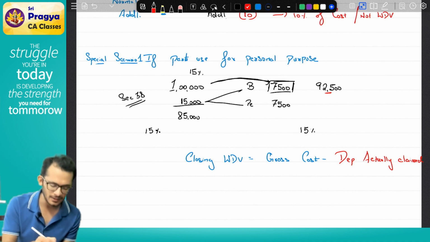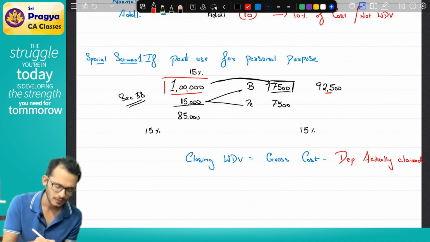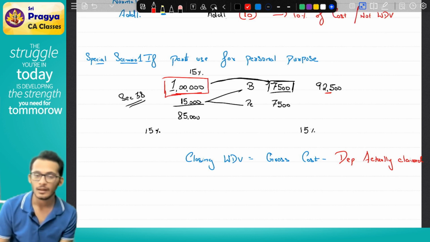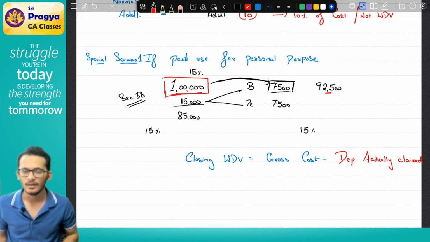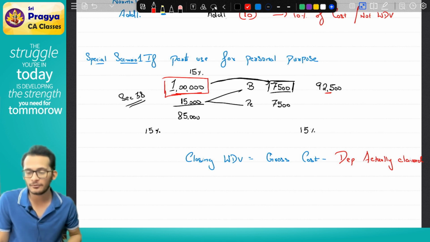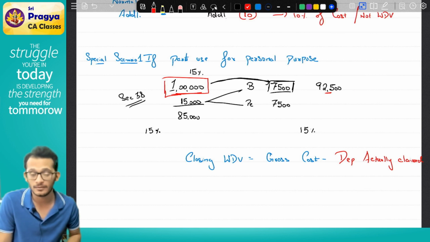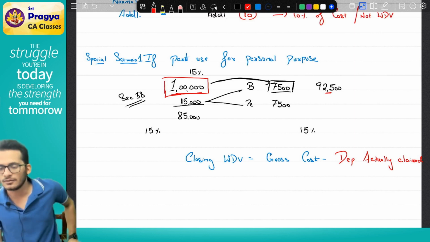You will end up claiming depreciation on the full 1 lakh. Yes or no? Technically, you will end up claiming depreciation on the full 1 lakh, whereas in that 1 lakh, 50% was always going to be used for business, and 50% was always going to be used for personal. So think about it, no?